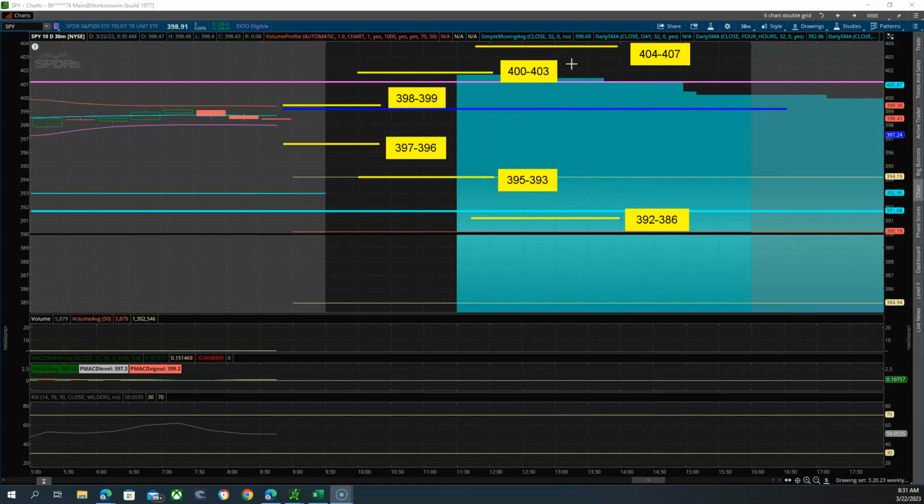Then we have our king resistance at 404 to the 407 area. On the support side, we have our jack support at 397 to the 396 area, queen support 395 to the 393 area, and then king support 392 to the 386 area.